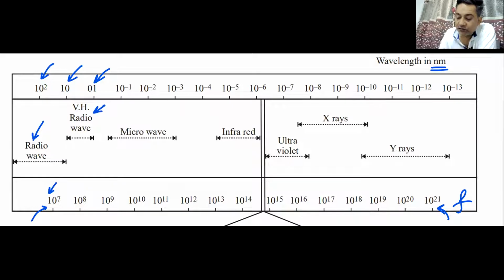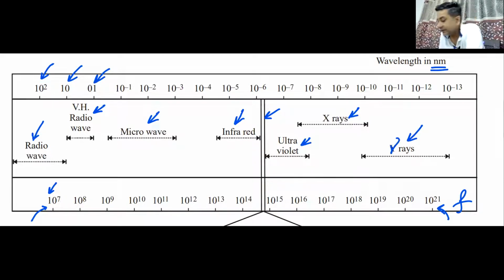Then we have VHF, very high frequency radio wave. Then we have microwave. Then we have infrared and the visible light. This is the small region of visible light. Then you have ultraviolet. Then you have X-rays. Remember, this is decreasing order of wavelength. And then you have gamma rays. Gamma rays have the highest frequency and the lowest wavelength. So from here to here, this is increasing order of wavelength.